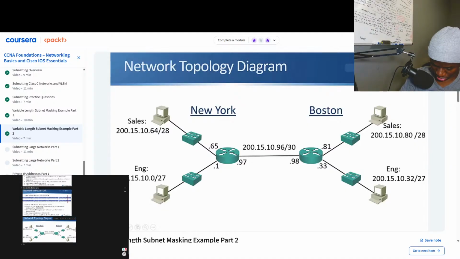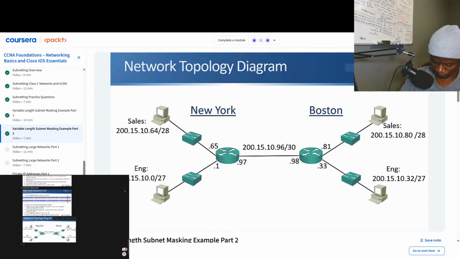So that was .1 on the interface on the New York Engineering Department, .33 for Boston engineering, .65 for New York sales, .81 for Boston sales, and then the point-to-point link I'm using .97 on the left and .98 on the right. Okay, and this would be an acceptable network diagram in a real world environment. This is typical for how we would draft that up.